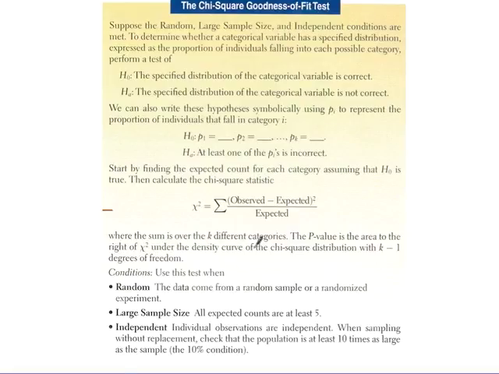The p-value is the area to the right of chi-squared under the density curve of the chi-square distribution with k minus 1 degrees of freedom, which we just did in the second example for the second check your understanding. And you are going to use the chi-square goodness of fit test when you have a random sample or a randomized experiment, a large sample size, so all your expected counts are at least 5, and when your individual observations are independent. When you're sampling without replacement, check that the population is at least 10 times as large as the sample, so that would be your 10% condition.